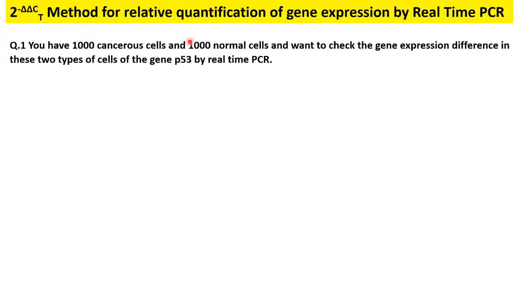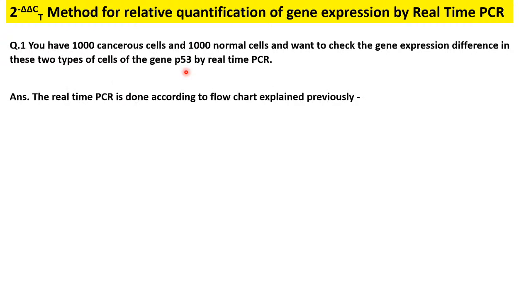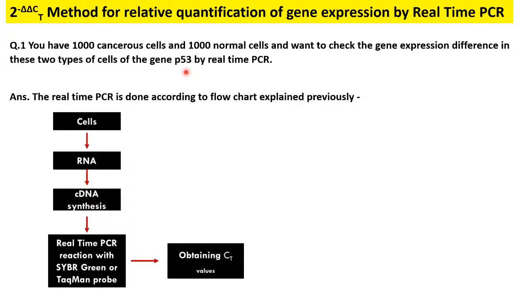Maybe it will be 1200, maybe 1100, maybe 950. But we want to check the expression and we want to say whether cancer cells are expressing P53 high or normal cells are expressing P53 high. How are we going to do that? We will do real-time PCR. From both the samples we will take the cells, isolate the RNA, do the cDNA synthesis, and do real-time PCR either with SYBR Green or with a TaqMan probe, and then we'll obtain CT values.